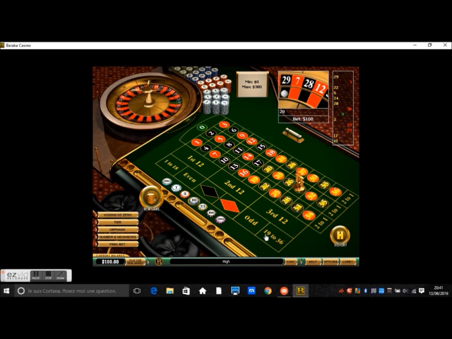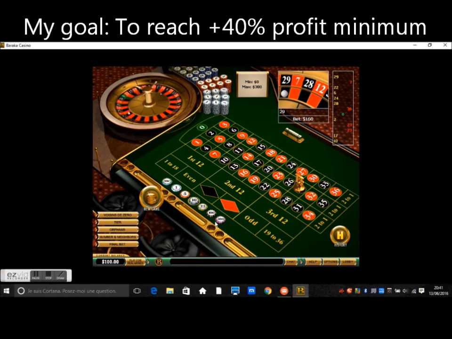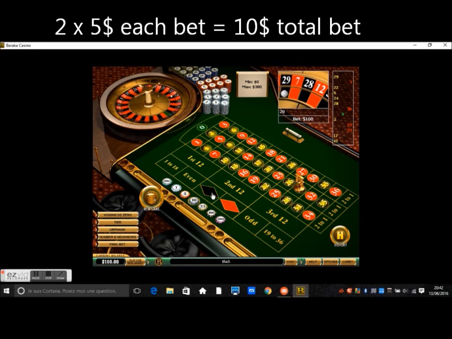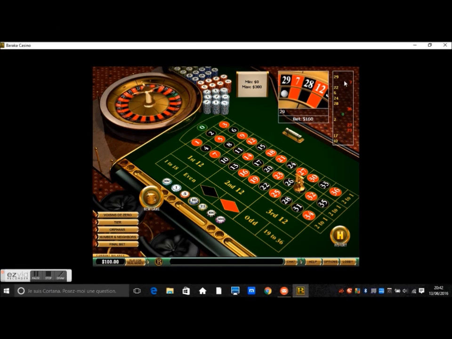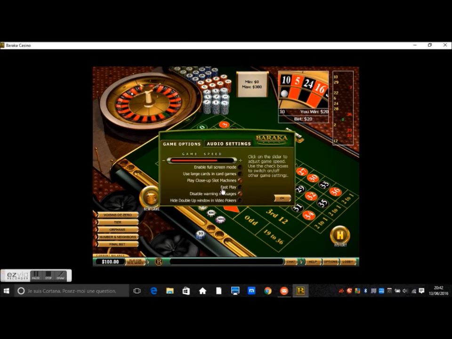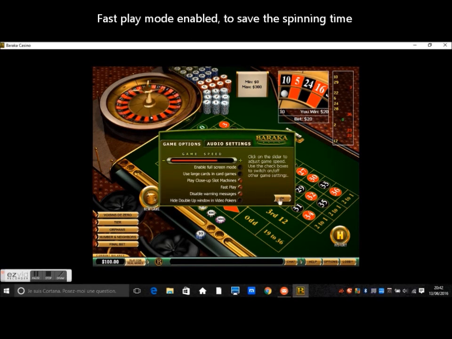I will play even betting, with the 1 to 18 and 19 to 36, as they pay even, 1 for 1. I will use the red and black color as well. So in this roulette strategy, I will play two bets of $5 each, on the two mentioned even bettings, the red or black, and the 1 to 18 or 19 to 36. I will look at the spin number display to determine which color I will play, usually the opposite of the last one or last ones shown. I will play on fast play mode for making this video.